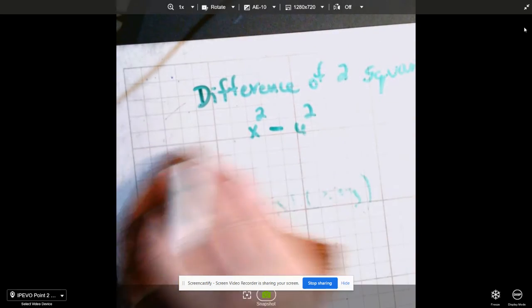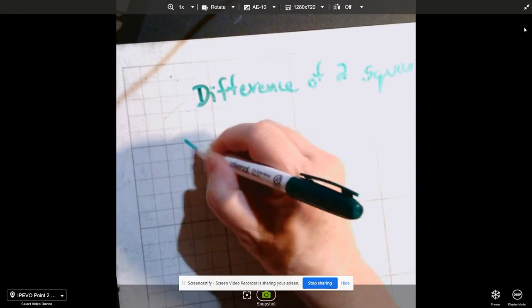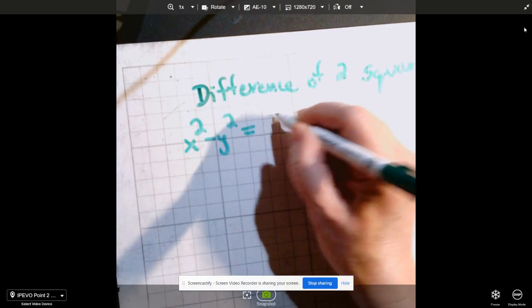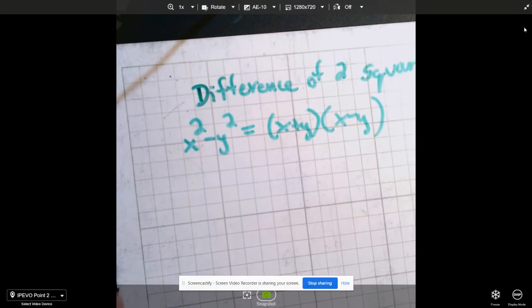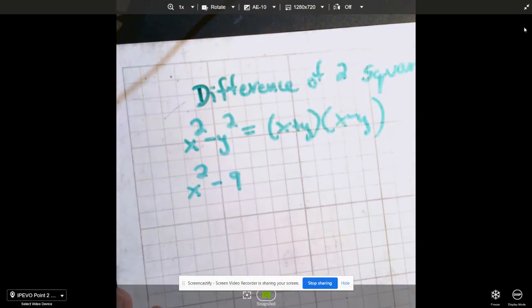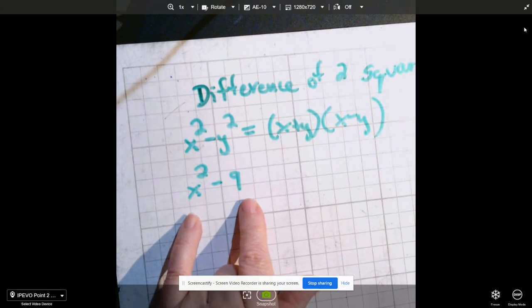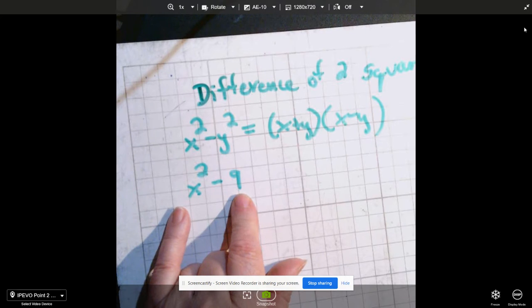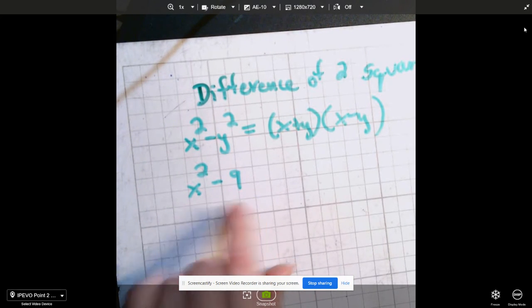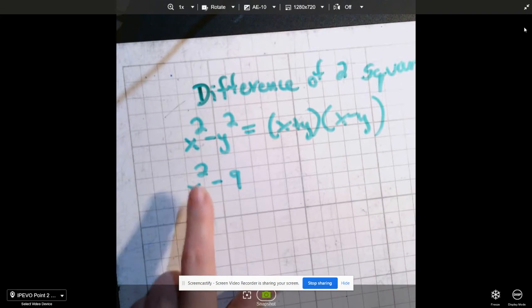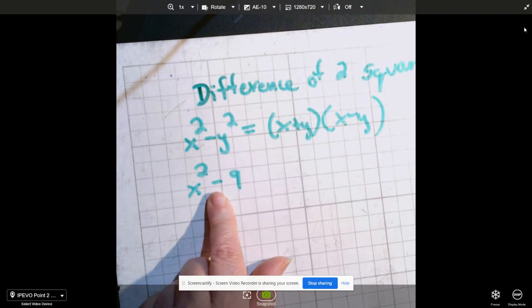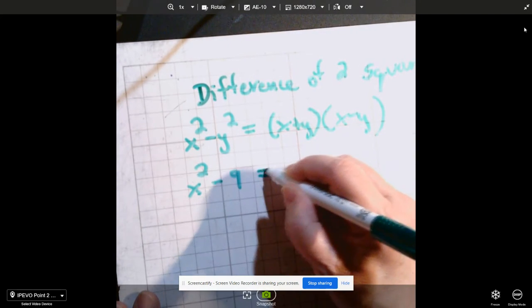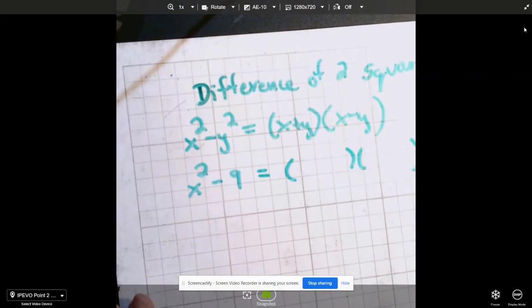So let's take a look at an example of one of these. Let me just write down the pattern here. If you have x squared minus y squared, you'll have x plus y and x minus y. So an example is x squared minus 9. The first thing that you'll notice is you'll always have two terms when it's a difference of two squares. Once you have two terms, you ask yourself, is the first one a perfect square? Well, it's x squared, so yes. Is 9 a perfect square? Yes, because 3 times 3 is 9. And is there a subtraction sign in between? If the answer to all those questions is yes, you know you can factor it by putting two parentheses.